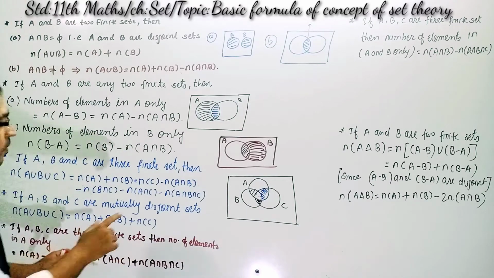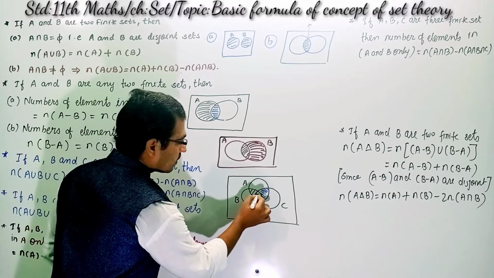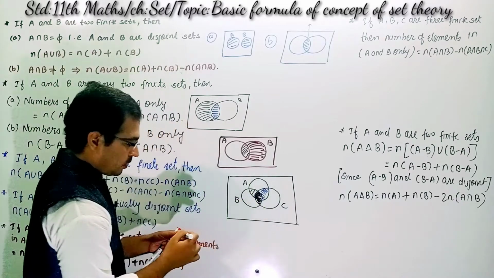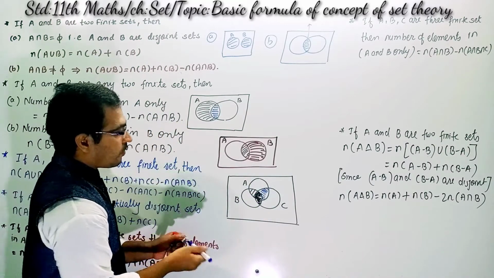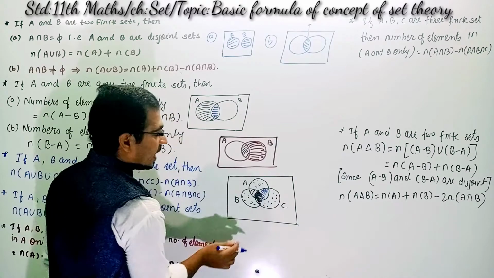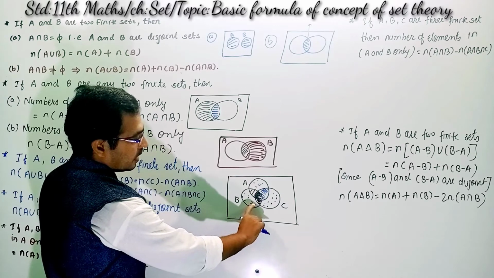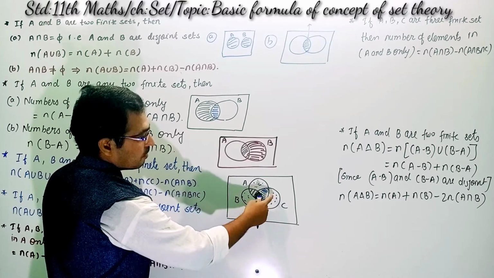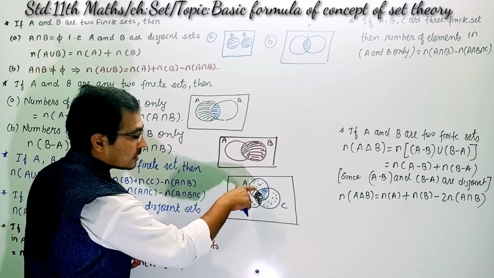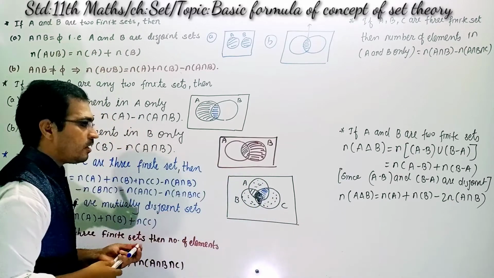Minus number of elements of A intersection B intersection C, so this region. Understood, students? It means you will find the number of elements in A, in B and in C, and you will have to remove the number of elements which are common in A and B, this part, the number of elements common in B and C, this part, the number of elements common in A and C, this part, and the number of elements common in A, B and C, so this part is common. You will have to remove all these parts. Okay, students?